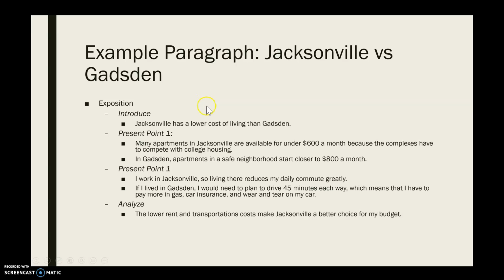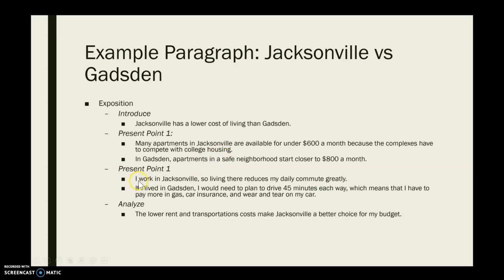Now we want to work on the exposition. So I'm going to start with point 1. I'm going to start by introducing it. Jacksonville has a lower cost of living than Gadsden. Then I'm going to go ahead and present my first piece of evidence for point 1. Many apartments in Jacksonville are available for under $600 a month because the complexes have to compete with college housing. In Gadsden, apartments in a safe neighborhood start closer to $800 a month. So we're comparing the cost of living, which is point 1, for Jacksonville and Gadsden side by side.